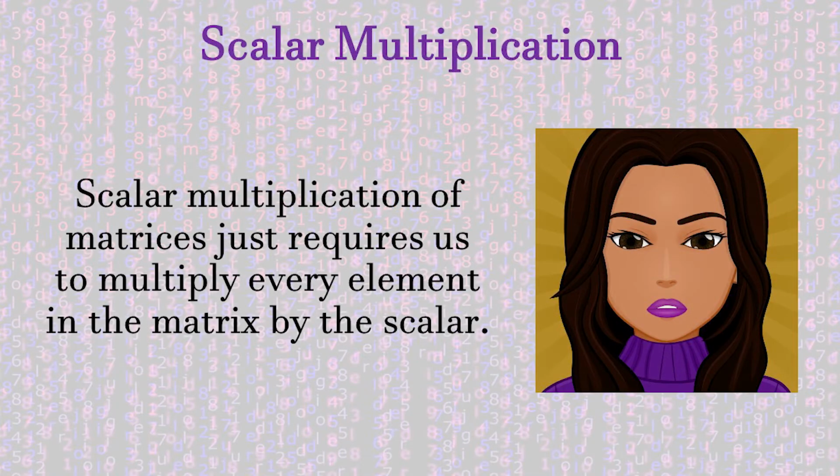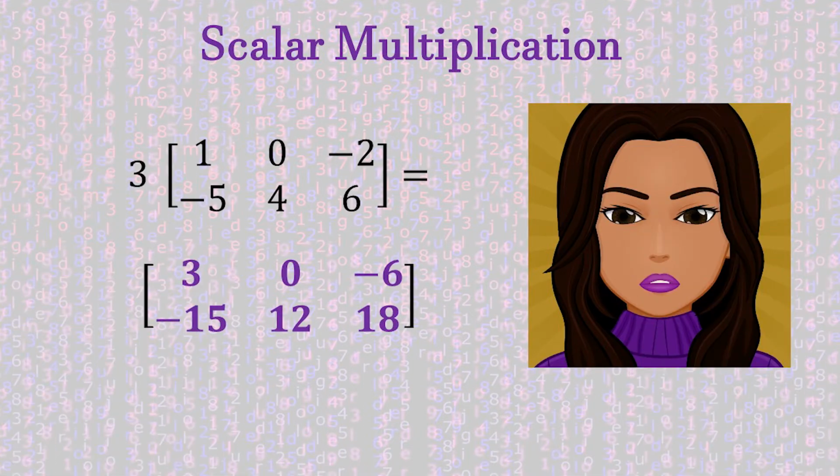Now, when we talk about scalar multiplication of matrices, it means that we're multiplying every element in our matrix by a particular scalar. So if you look at this illustration, you'll notice that when we want to find 3 times this matrix, we're multiplying every element in this matrix by 3. And that's how we're going to get the scalar multiple of this matrix.